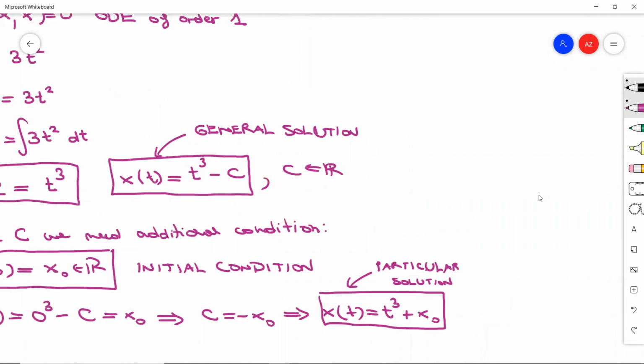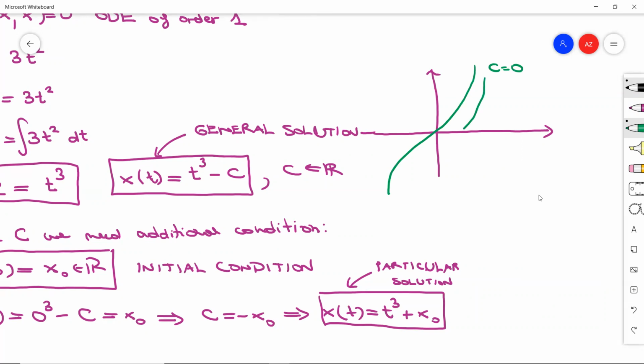Geometrically, if we draw it, what does it mean to have a general solution and a particular one? The general solution is a family of curves, a one-parametric family of solutions. So x of t equals t cubed is this curve, for c equal to 0. Then if we take c equal to 1, we have x of t is t cubed minus 1. We get this.